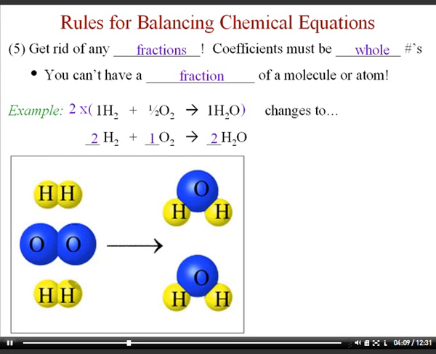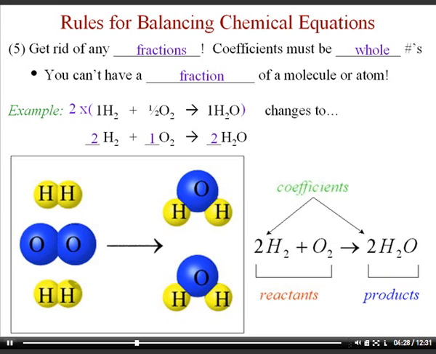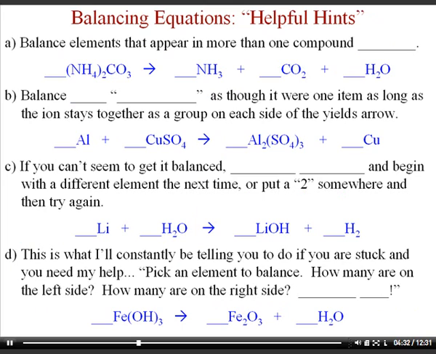And here's just a visualization of what's happening for the reaction of hydrogen reacting with oxygen to make water. So basically the hydrogens separate, the oxygens separate, and then the hydrogens bond to the oxygens. So we have atoms separating and we have atoms joining together. They're being rearranged into a different format. And again, as a reminder, the reactants are on the left, the products are on the right, and the big numbers in front are called coefficients.